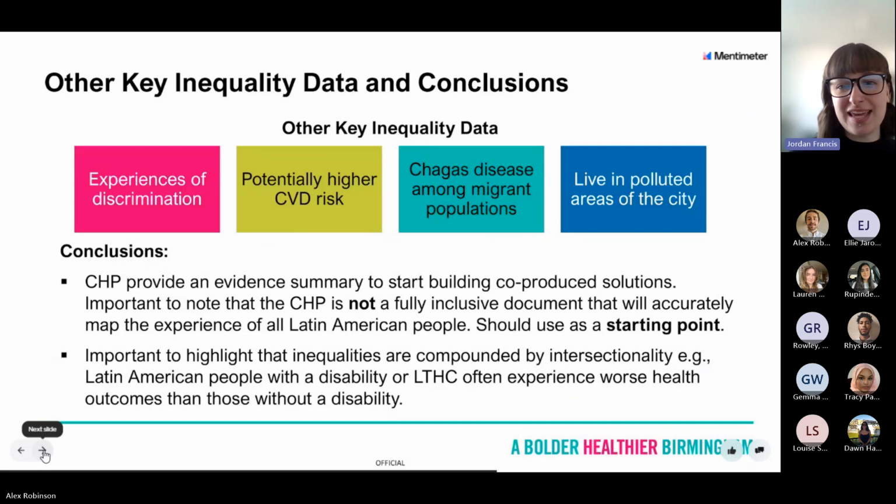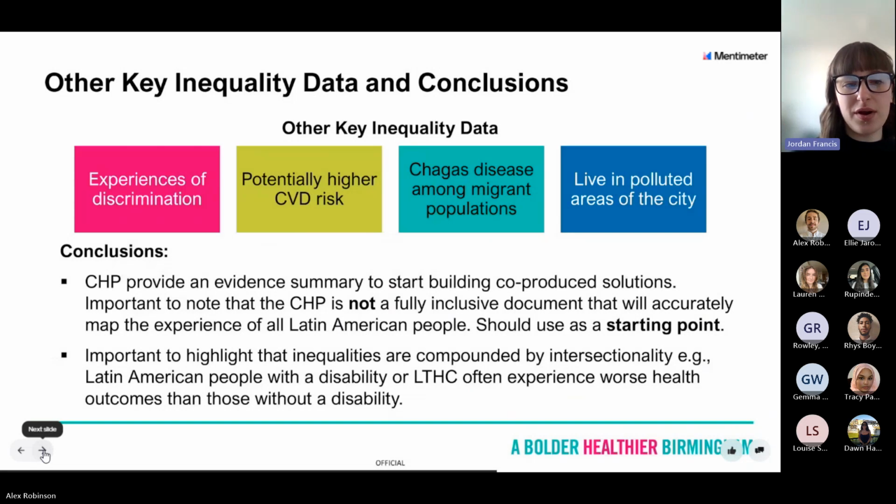There was also some other key inequality data that I haven't had time to discuss today, just based on this being a 1-hour webinar, that I would highly encourage you to go and read the full report for, that also looks at things like experiences of pollution in the city, risk factors for certain diseases such as cardiovascular disease.